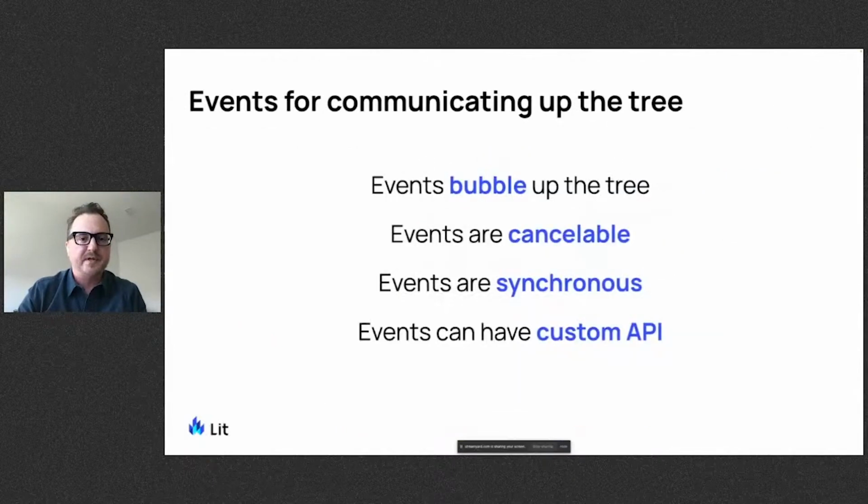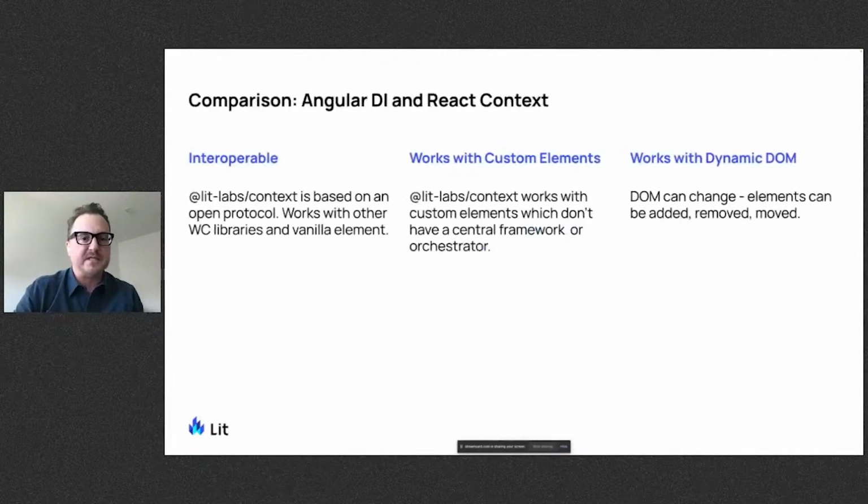It's pretty simple. Events are awesome for doing this kind of thing. If people don't know some of the details of how events work and why they're so suited for this, well, one, they bubble up the tree. And so we're trying to get values from above the tree, and that's great. They're also cancelable. You saw that stop propagation call. So an element can say, I have this value. My parents don't need to try to provide it. They're also synchronous, which is really important when you need a value and don't want to get it asynchronously. And they can have a custom API like that callback I showed there. So that's the event-based protocol.